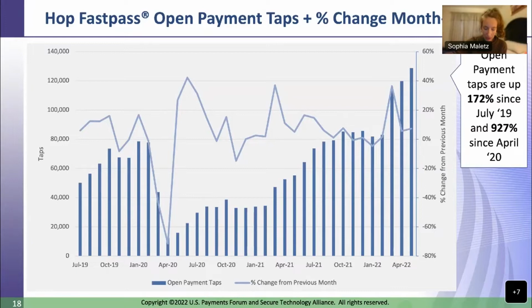So that's representative of about 12% of all fares that we collect for full fare riders who are paying their own way. We still don't have open payments available to our reduced fare riders, but a very large percentage of our full fare riders are taking advantage of open payments.